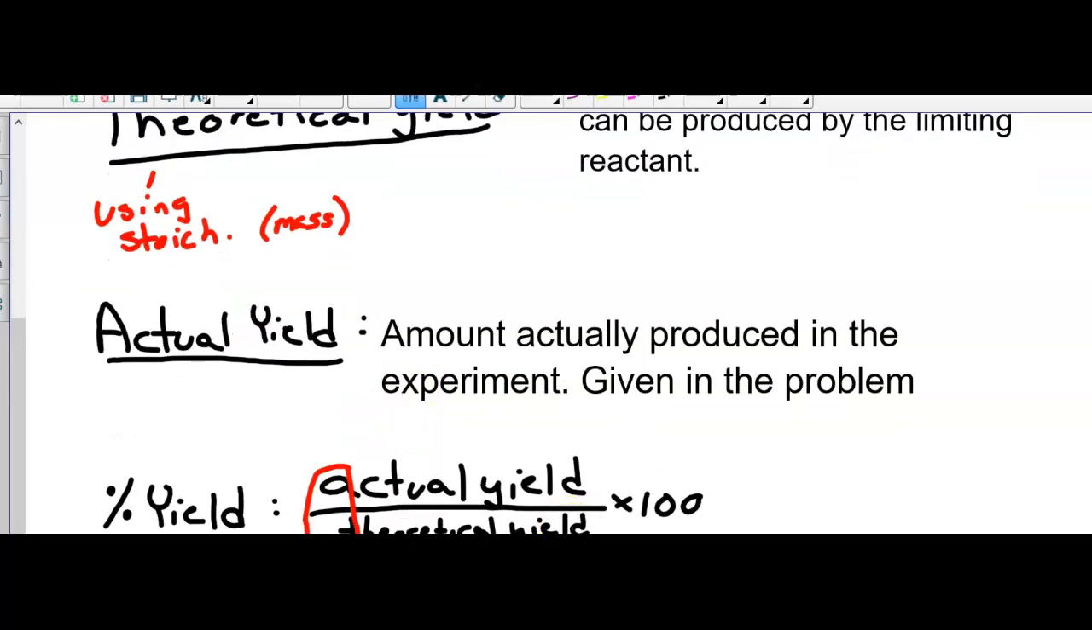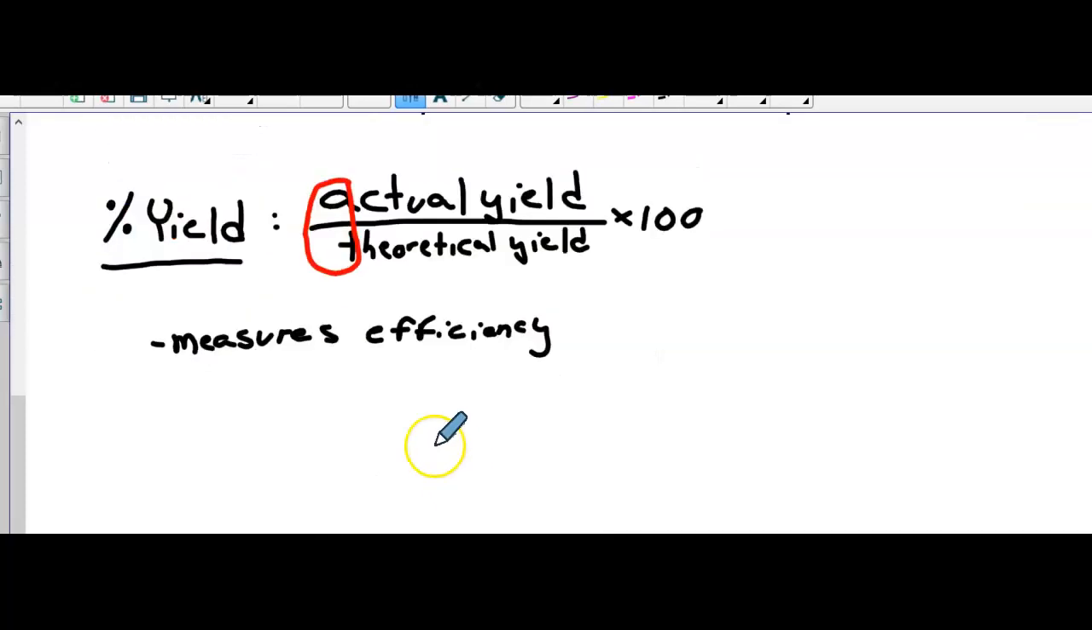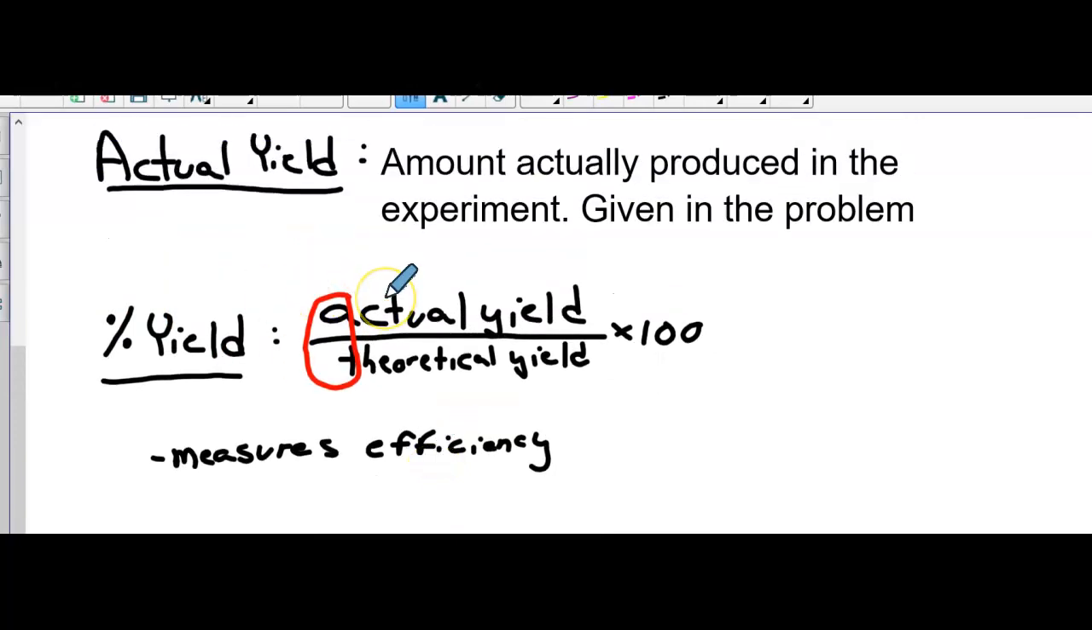The other thing you have to know is percent yield. Percent yield is the actual yield divided by the theoretical yield times 100. So I just remember percent yield is where it's at, A over T.